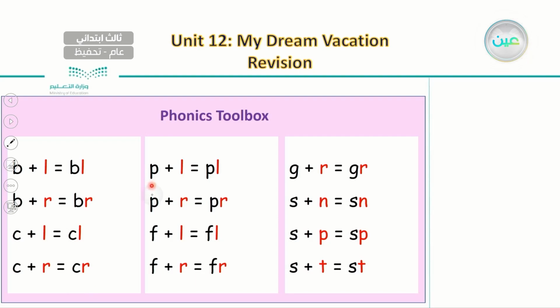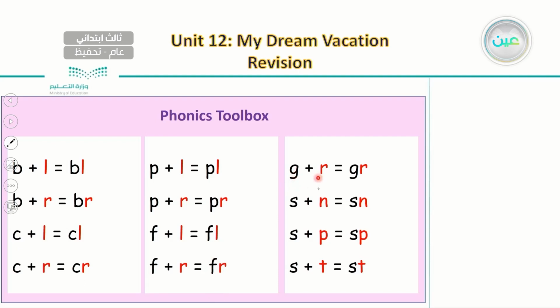And here we have P. If we add L to it, we'll have a sound as in plant. And the same goes here. If we have the letter P and the letter R, when we have them together, we'll have a sound as in price. The same goes here. We have F and we have L. Then we will have a sound as in flower. The same goes here. We have F and R. If we add them together, we'll have a sound as in fries.